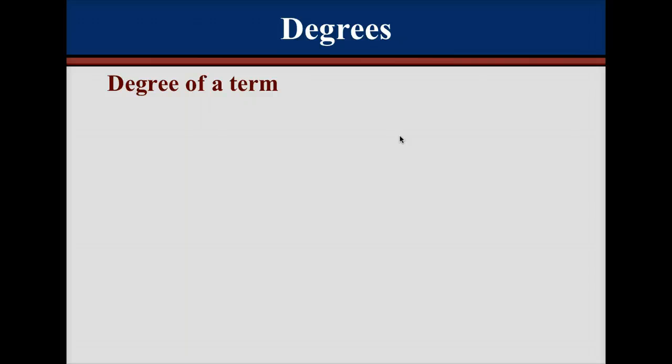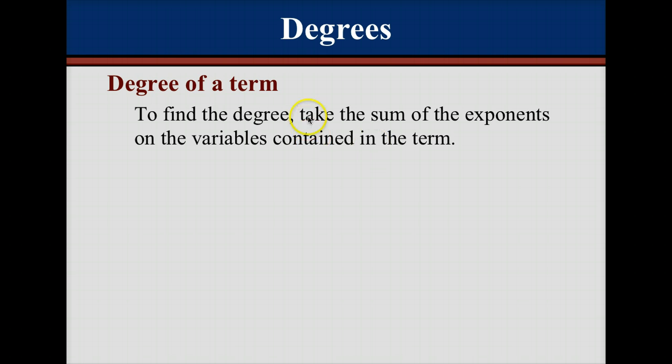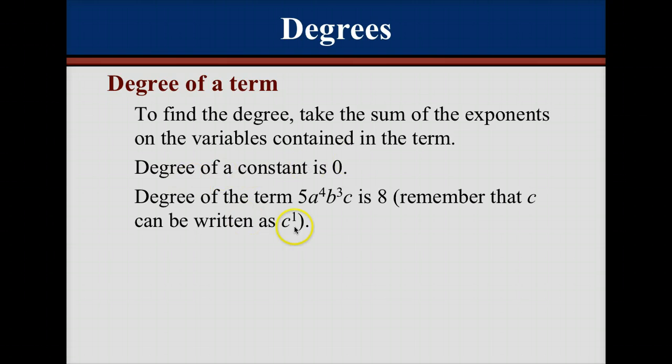Degrees. Identifying the degree of a polynomial is very important for later work with factoring and solving equations. To find the degree, take the sum of the exponents on the variables contained in the term. The degree of a constant would be 0. So let's look at this term. 4, 3, 1. 4 plus 3 plus 1 is 8. So the degree of this term would be 8.